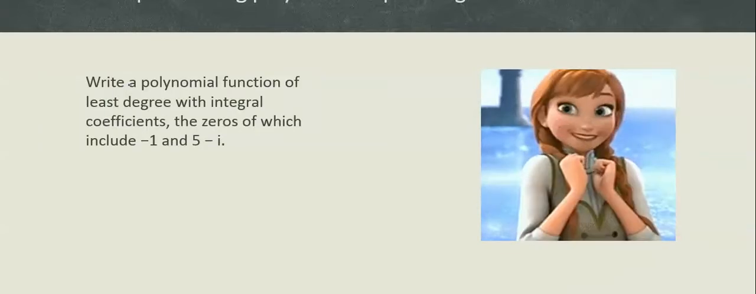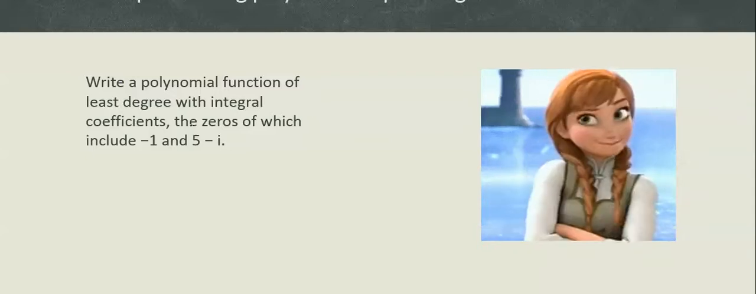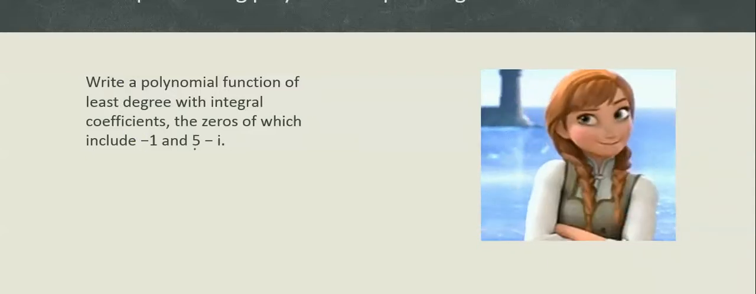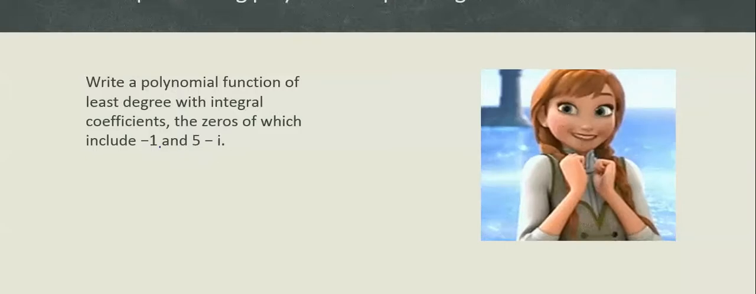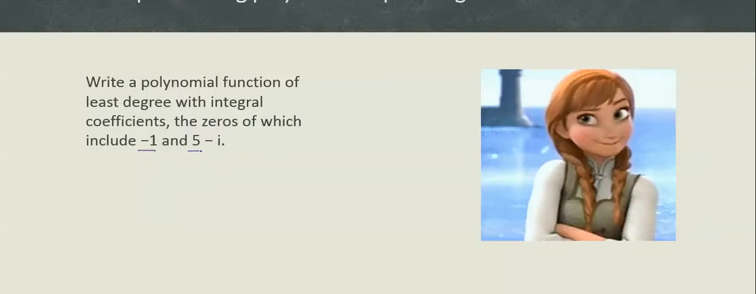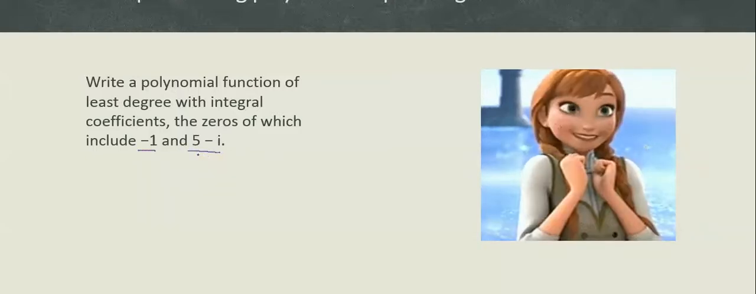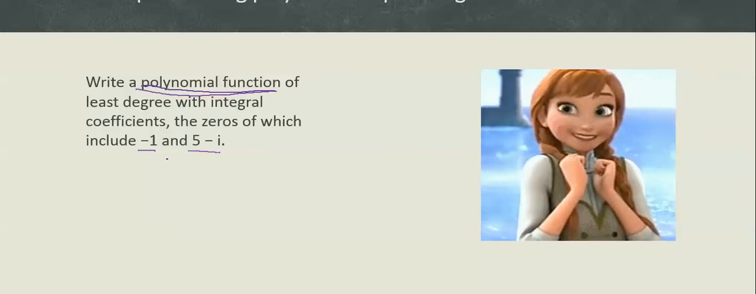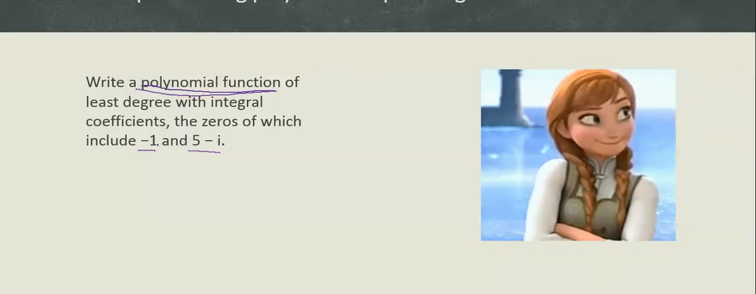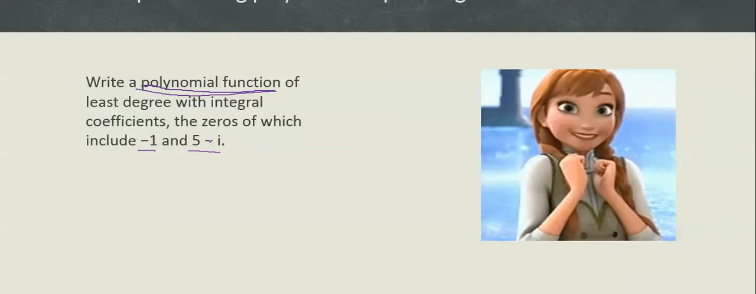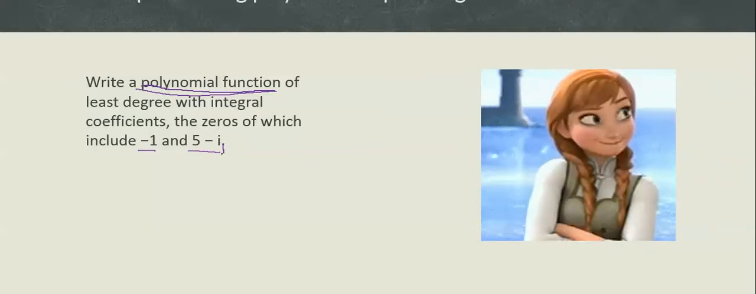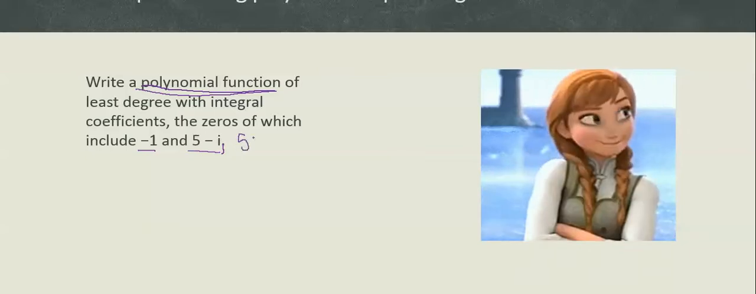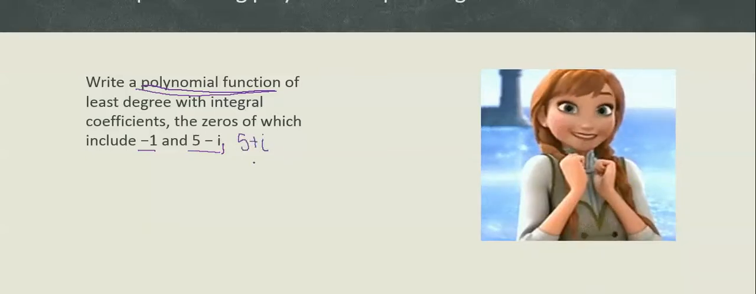It wants me to write a polynomial function of least degree with integral coefficients, the zeros of which include -1 and 5 minus i. So they give us the zeros. What that means is that they give us the answer. What we need is a polynomial function. So we want to end up with an equation. The first thing I need to know is that they give me -1, 5 minus i, and we just said with the complex conjugate that if I'm given 5 minus i, I also know that 5 plus i is also a zero.